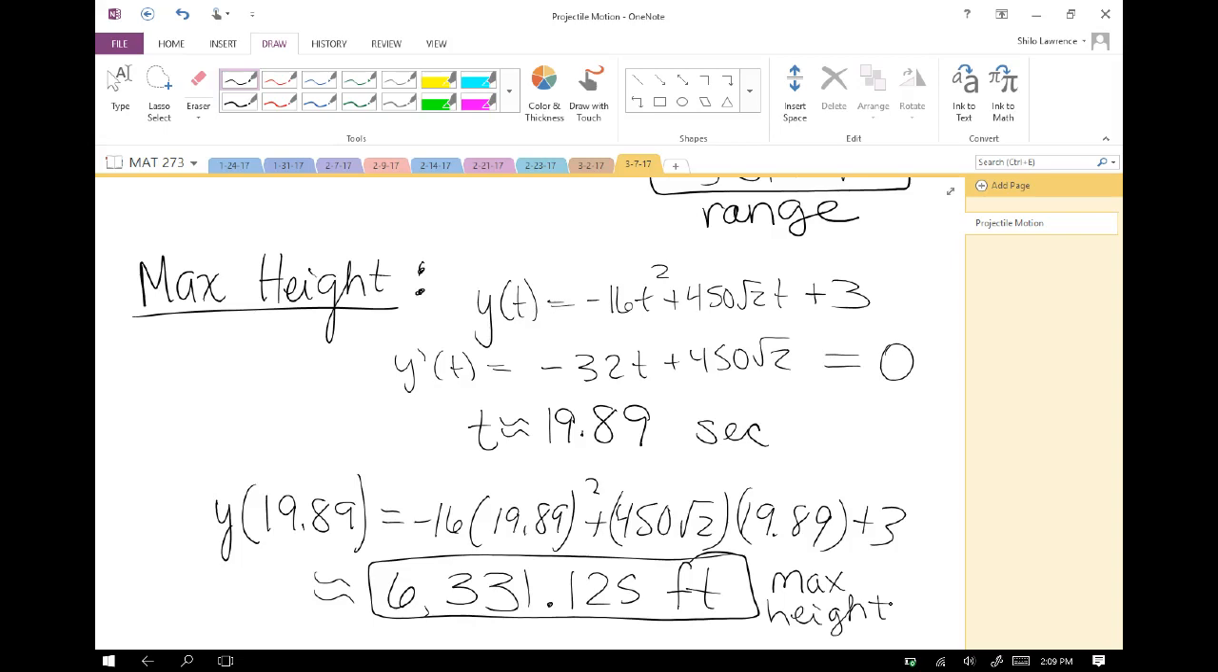So for max height, we didn't ever have to leave the y equation. It's all in the y equation. But for the range, we did have to use both of them. First, we have to know when it hits the ground, and that's a height of 0. And then we had to use that time to go back to our x equation.